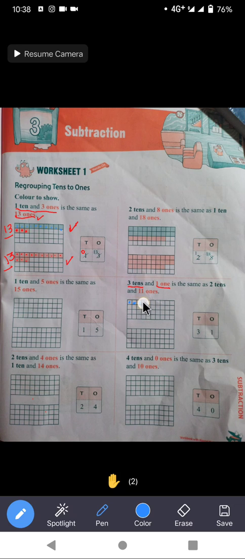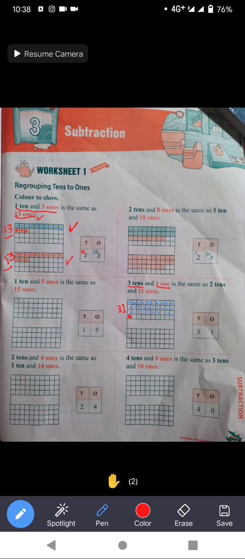1 2 3 4 5 6 7 8 9 10 11 12 13 14 15 16 17 18 19 20 21 22 23 24 25 26 27 28 29 30. And we have 1 one, only 1 one. So 1 square we will fill with the red color. Now how many are there in total? 30 we have filled with blue color and 1 red. So 30 plus 1 is 31. So here we have filled 31 squares.